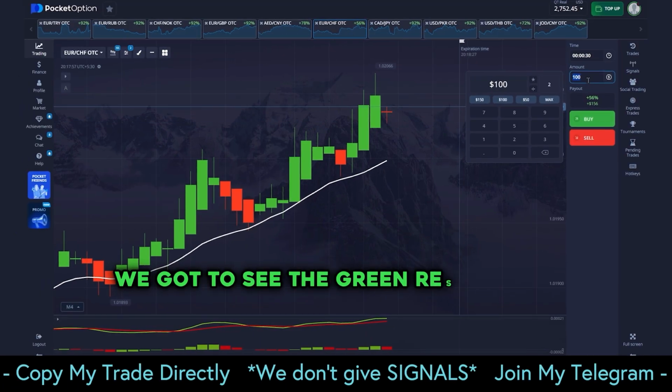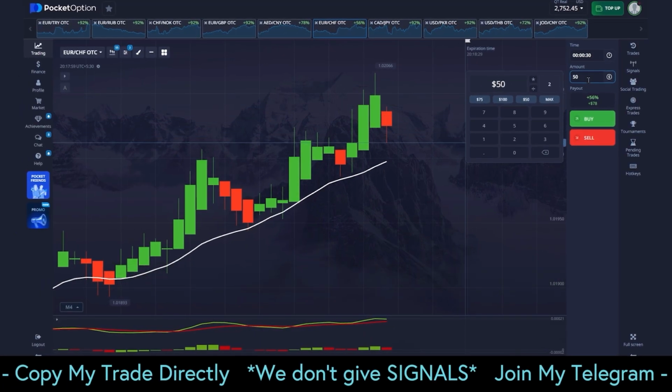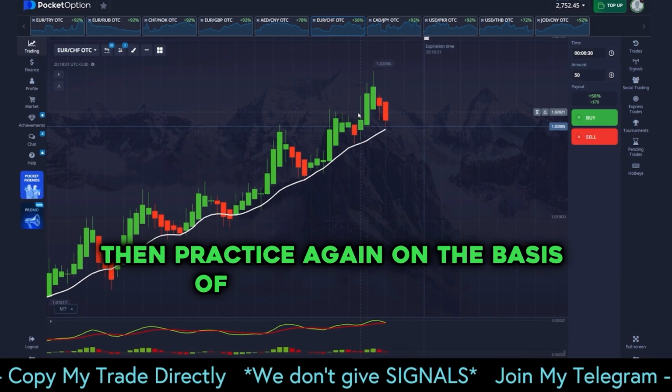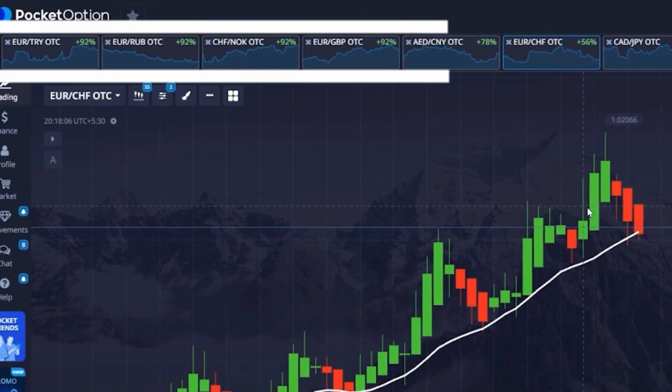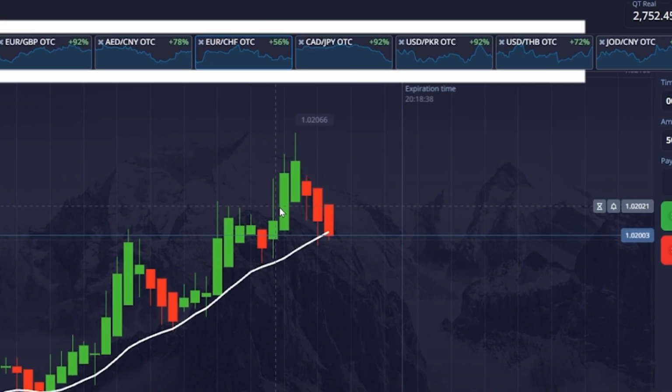So that is why we got to see the green result here. When you recover, then practice again on the basis of the same amount. So friends, let's change this chart. Now let's go to the new chart and see what is happening in the market.